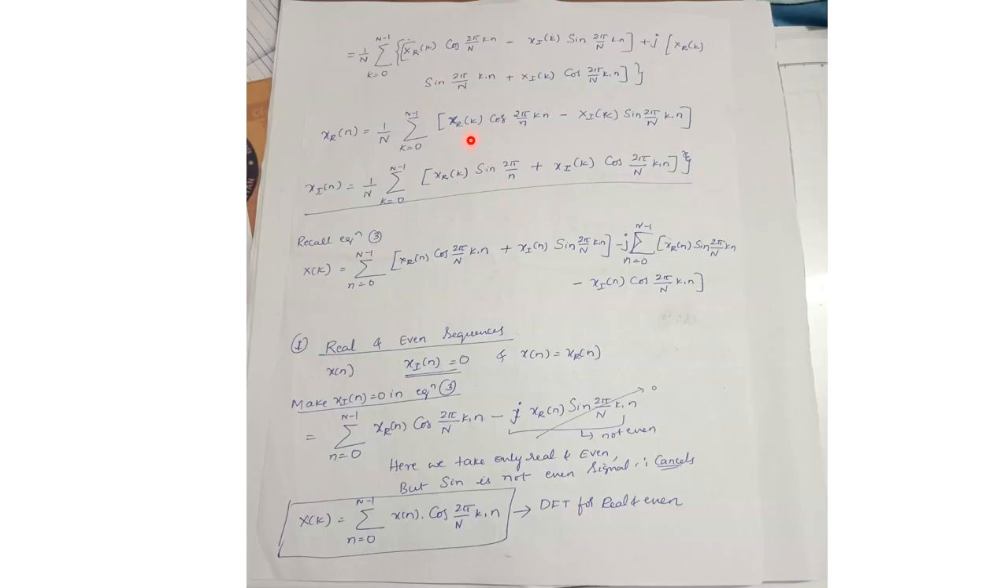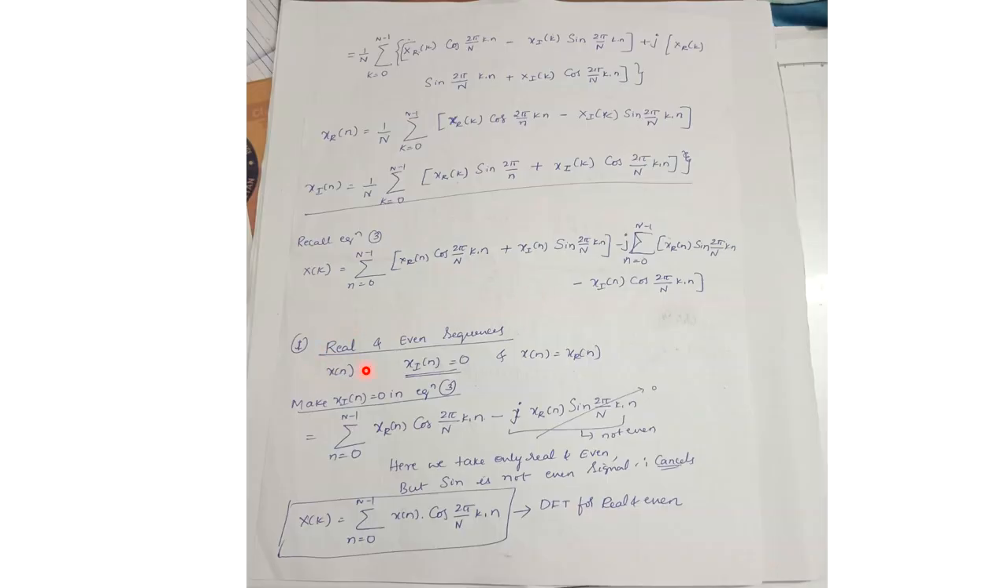So we get Xr[k] and Xi[k], Xr[n] and Xi[n]. These are the two equations. We divide into two parts: one is the real part and one is the imaginary part. Now let us recall equation 3. X[k] is equal to this part, where you have taken minus j as common. Recall equation 3.